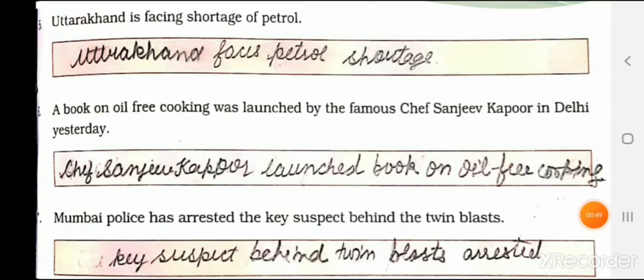Then next one, students: Uttarakhand is facing shortage of petrol. Then students, we can write like this: Uttarakhand faces petrol shortage. Then students: a book on oil-free cooking was launched by the famous chef Sanjeev Kumar in Delhi yesterday. So we can write like this, students: Chef Sanjeev Kumar launched book on oil-free cooking. Like this, students, try to complete this worksheet.